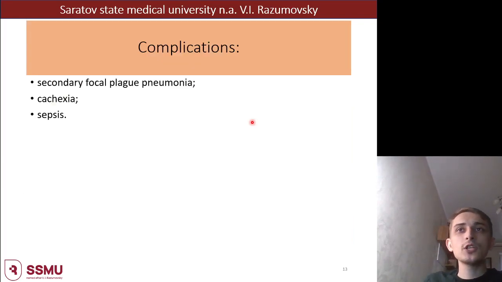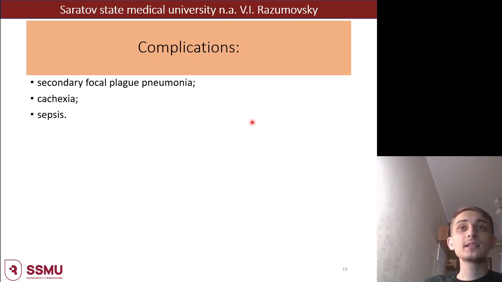Complications of plague associated with development of secondary focal plague pneumonia. If we talk about any type of plague except the primary pulmonary type, we can see development of secondary pneumonia. Secondary pneumonia will be associated with the same changes as in the pneumonic type of plague. We can see serous hemorrhagic inflammation here. We can see really big areas with red color in the lung, and in these areas we may see some manifestations of necrosis, edema, and blood accumulations.